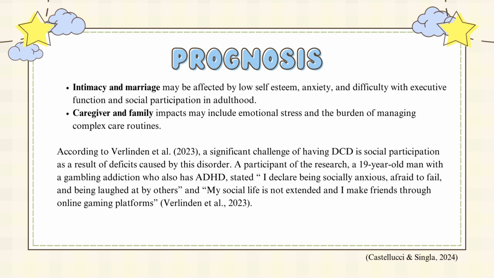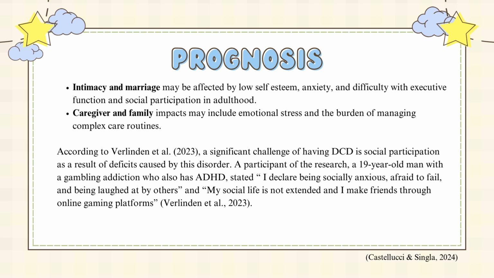So continuing on with prognosis, as a child with DCD gets older, they may experience difficulties with intimacy in marriage, which unfortunately will be affected if they have low self-esteem, anxiety, and difficulty with executive functioning and social participation limitations once they reach adulthood. Next, they may have emotional stress and carry a burden of managing complex care routines that impact caregivers and families around them. Next, we have a real-life example of an adult living with dyspraxia.